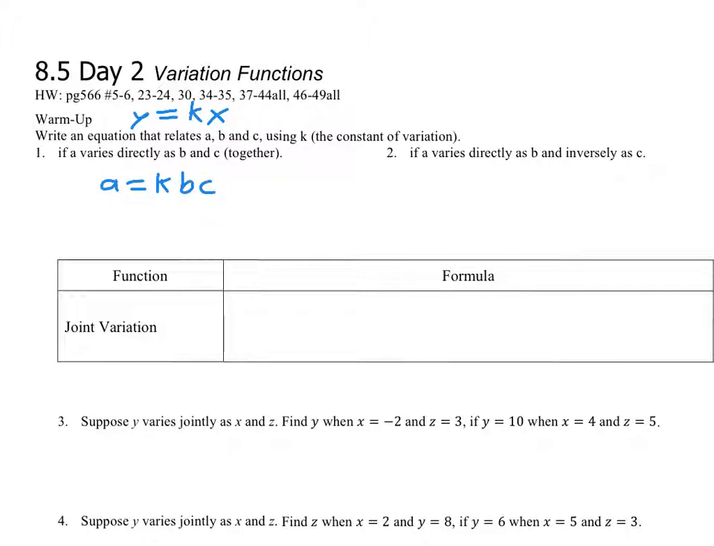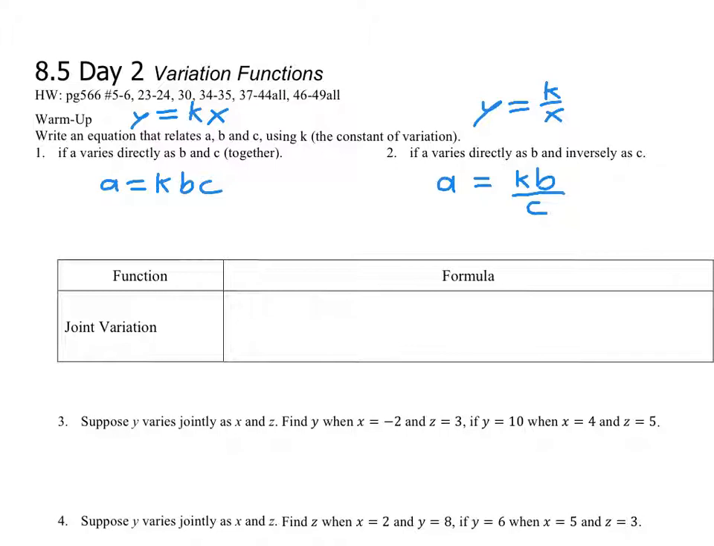Also recall from last lesson that inverse variation means that y equals k over x. So if a varies directly as b, we know that a equals k times b, but if a also varies inversely as c, then c goes underneath k. So number 1 was an example of joint variation. Number 2 was an example of combined variation.